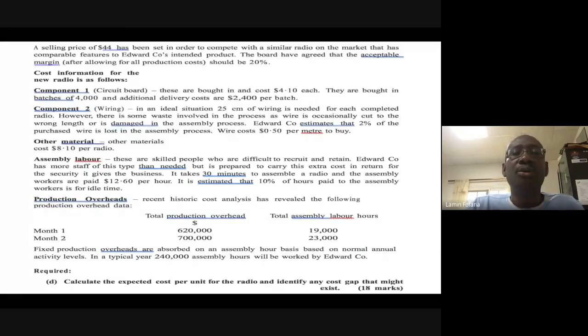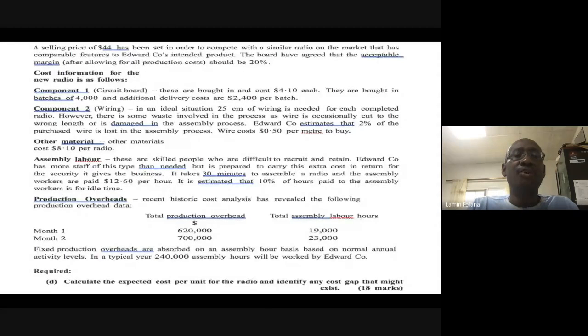Component one, which is circuit board, these are bought in and cost $4.10 each. They are bought in batches of 4,000, and additional delivery costs are 2,400 per batch. So the circuit board is the first material that will be used for this radio. When you buy them, you buy each circuit board for $4.10. But you buy them in batches of 4,000, and they are delivered in batches, and the delivery cost is 2,400 for a batch of 4,000.